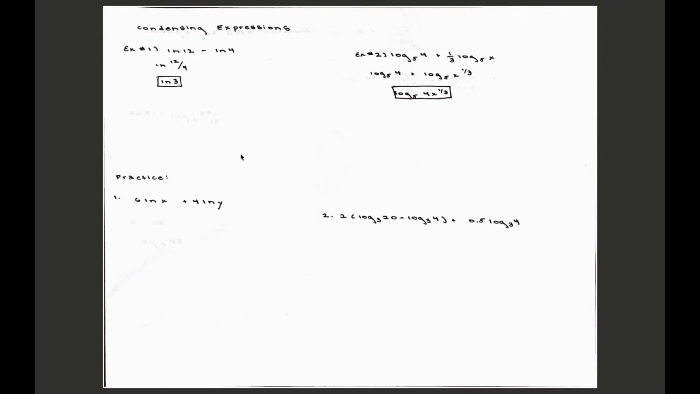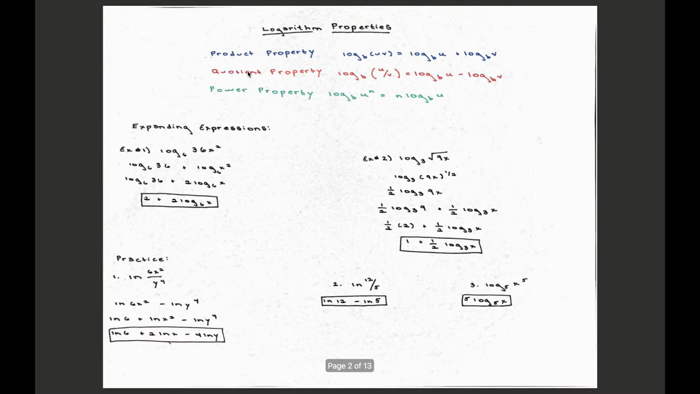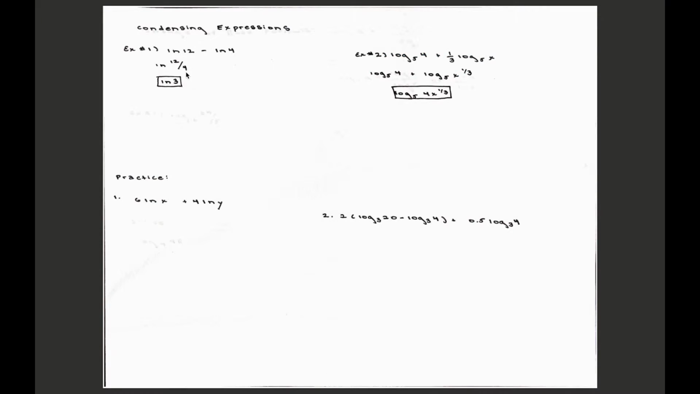All right, another thing that can be asked of you is for you to condense an expression instead of expanding an expression. So for example, if I gave you ln of 12 minus ln of 4, I want to condense this, so I'm going to be using, if we go back, the quotient property. So this is going to become ln of 12 over 4, which is just ln of 3. And I can't simplify this because I don't know what e to what power would give me 3. Okay, so I'm just going to leave it like this.